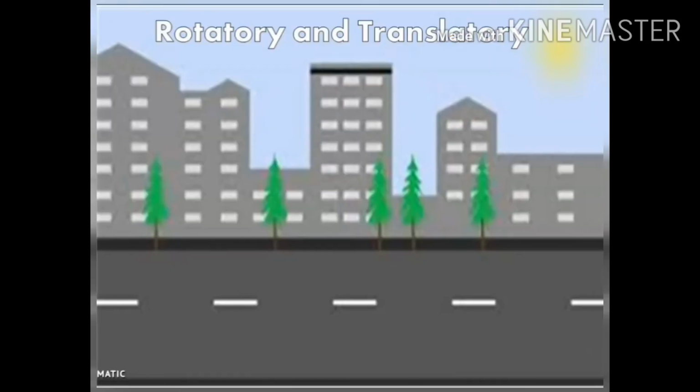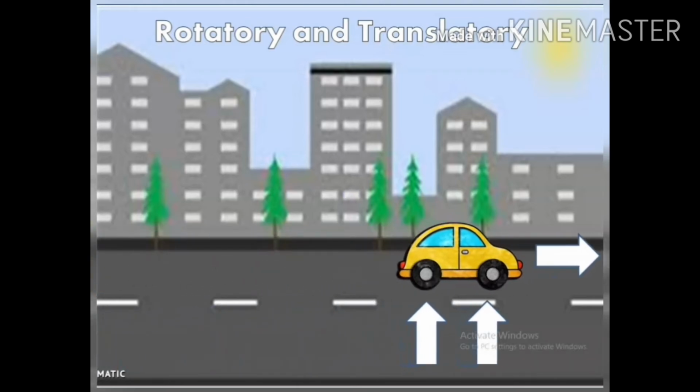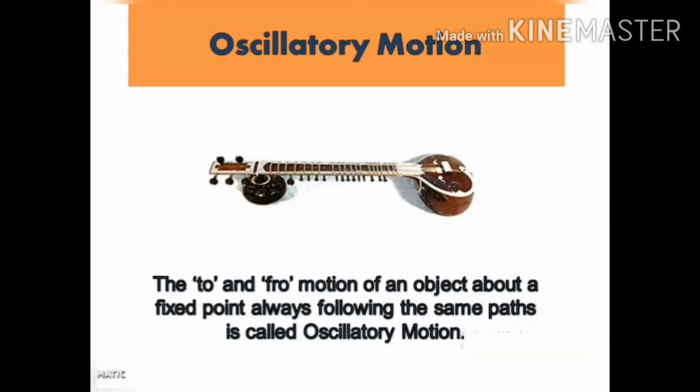Rotatory and translatory motion. Observe the motion of wheels of a car. The car moves from one end to the other end. The car is in translatory motion. Similarly, each particle of the wheel moves in a circular path about a particular line. Therefore, it is in rotatory motion also. So, in this example, the wheels move in a circular path and move forward. So, this is an example of rotatory and translatory motion.